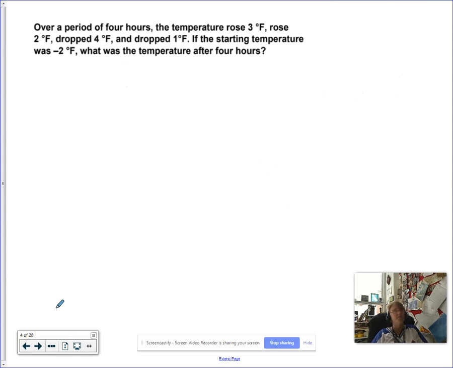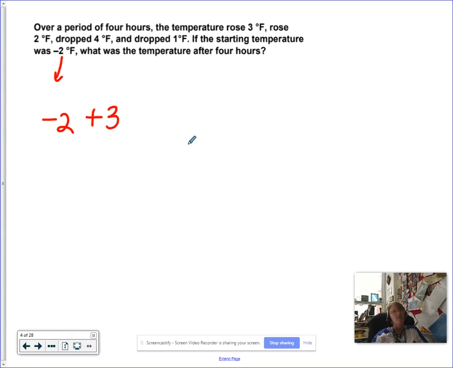Read through this first one. Over a period of 4 hours, the temperature rose 3 degrees, rose 2 degrees, dropped 4, and dropped 1. If the starting temperature was negative 2 degrees Fahrenheit, or 2 below, what was the temperature after 4 hours? Here's my starting number. Okay, I'm at negative 2 degrees. Let's go back here. It rose 3.